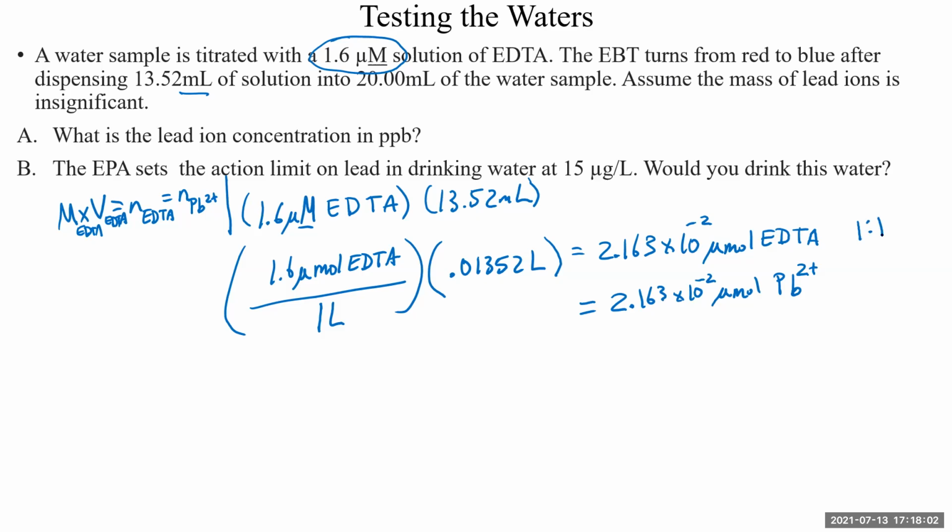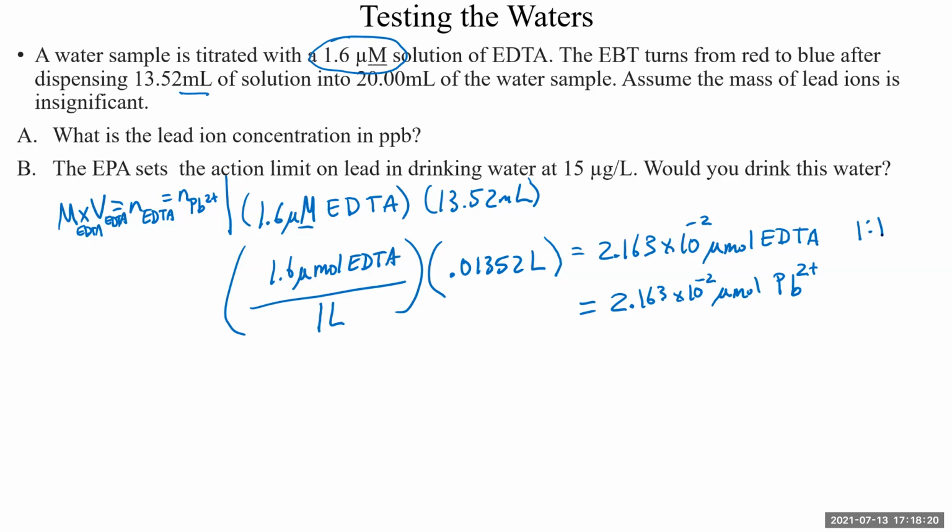Every one EDTA molecule grabs up or snatches up one lead ion. So we know it's a 1-to-1 ratio. So once we figured out our EDTA moles, or micromoles in this case, we have our lead micromoles. Okay, so then the question is, what is the question?